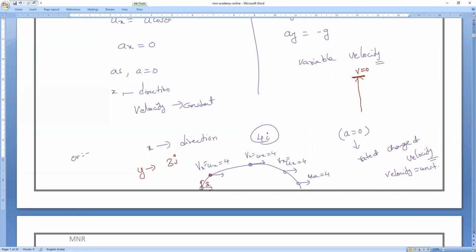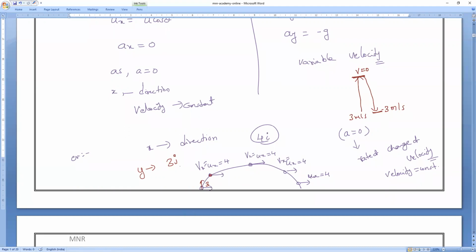0. When it returns again, suppose I have thrown it with 3 meter per second, and when it returns, before touching the ground, what is the velocity? Minus 3 meter per second. Understand, but it is in the downward direction. Yes, that is good.